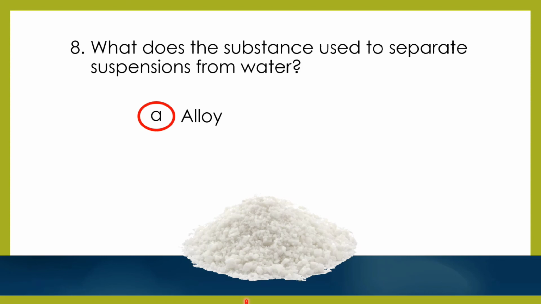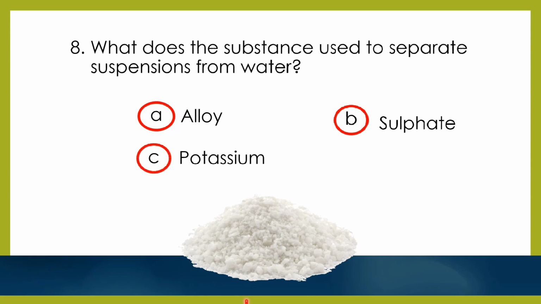So is it letter A, alloy? Letter B, is it sulfate? Letter C, is it potassium? Or letter D, is it alum? Letter A, alloy. Letter B, sulfate. Letter C, potassium. And letter D, alum. What do you call this substance? It's a white substance. So we drop it in the water so that the suspension will settle at the bottom.